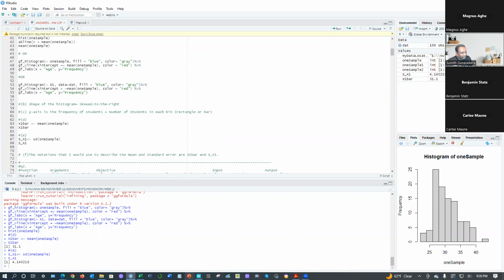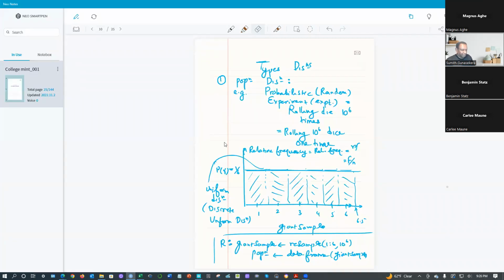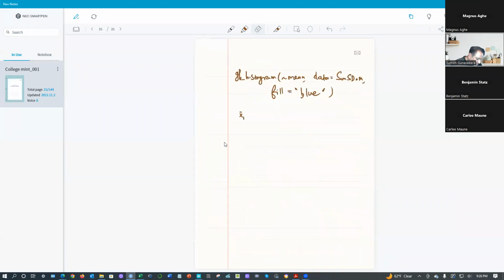So this is what I'm talking about. X1 bar. X1 bar is how much? 31.1. That's the one I call x1 bar. 31.1.